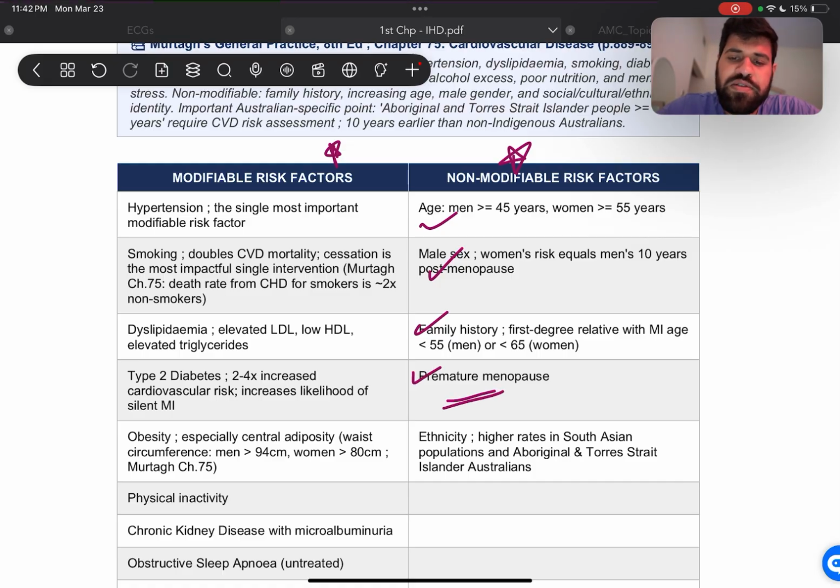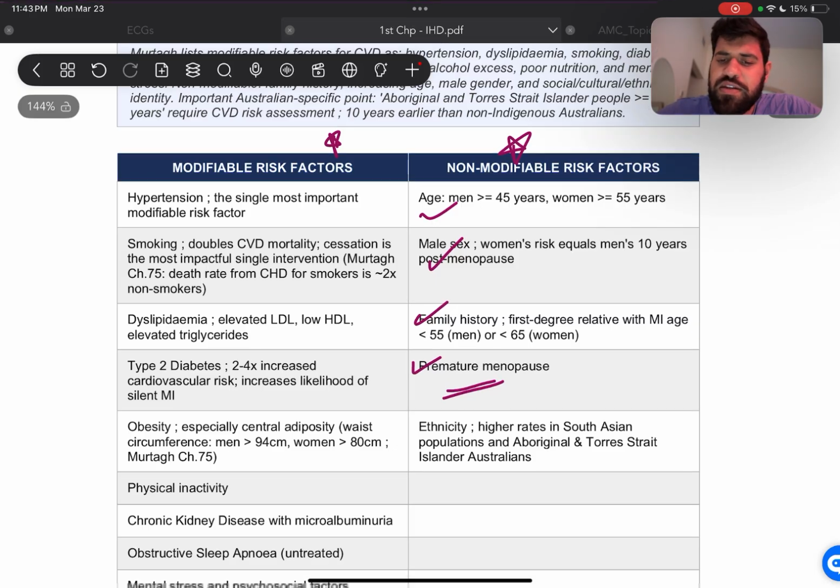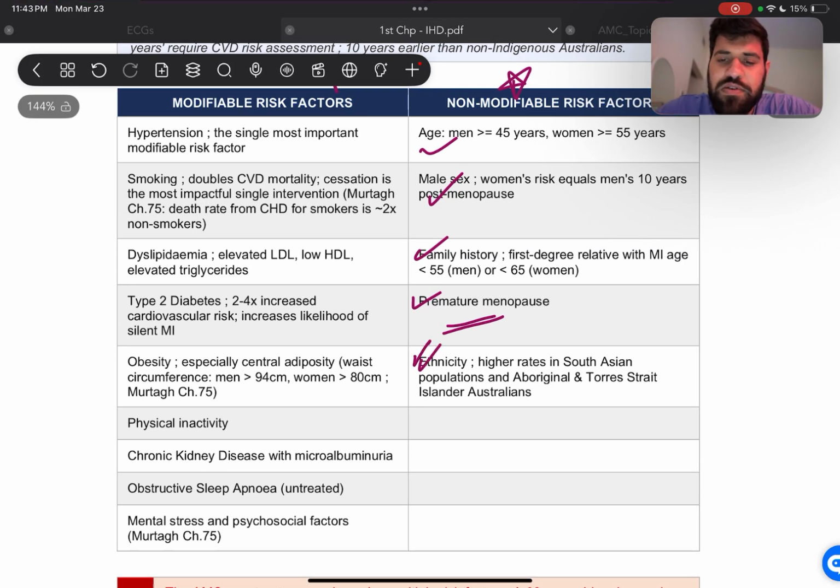So premature menopause is a weird risk factor, because sometimes due to certain controllable or modifiable risk factors, the patient does happen to have premature menopause, and that could lead to a non-modifiable risk factor, which is premature menopause. Those could include obesity, drug usage, alcohol usage, a lot of stress, bulimia nervosa, anorexia nervosa, BMI that is too high or too low, and then obviously ethnicity, that is, different groups have different susceptibility to different diseases. So higher rate in South Asian populations, and as I said, ATSI high.